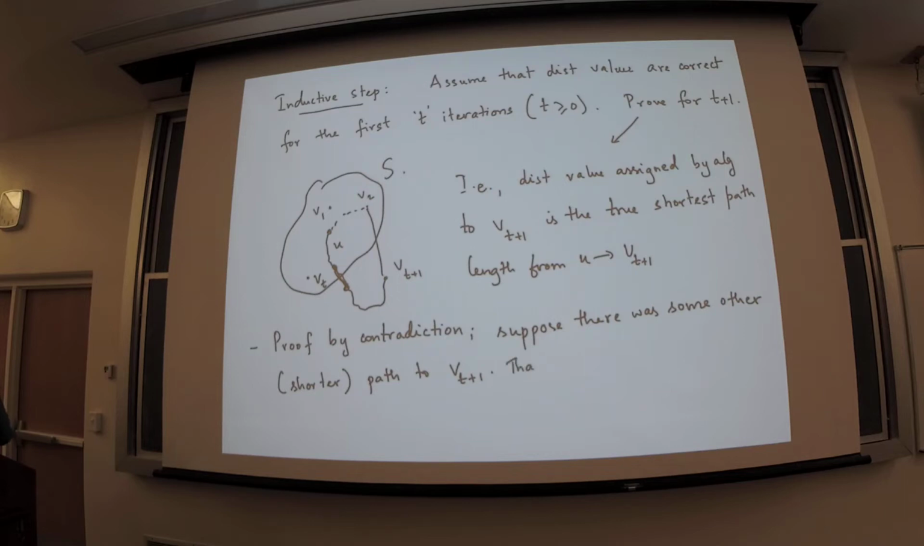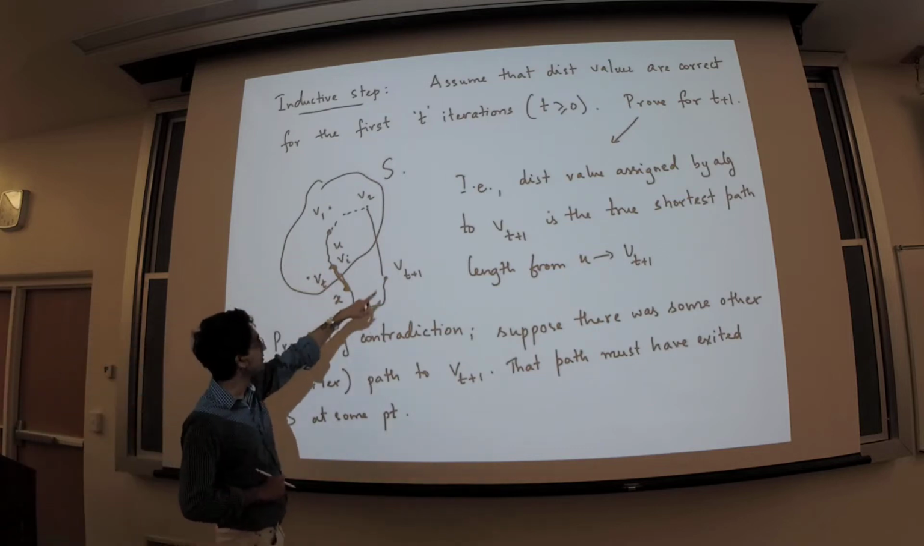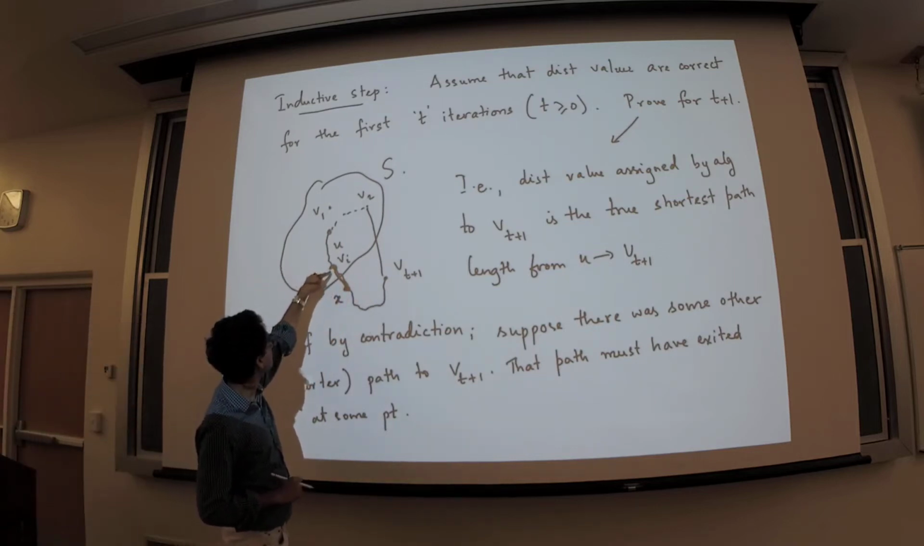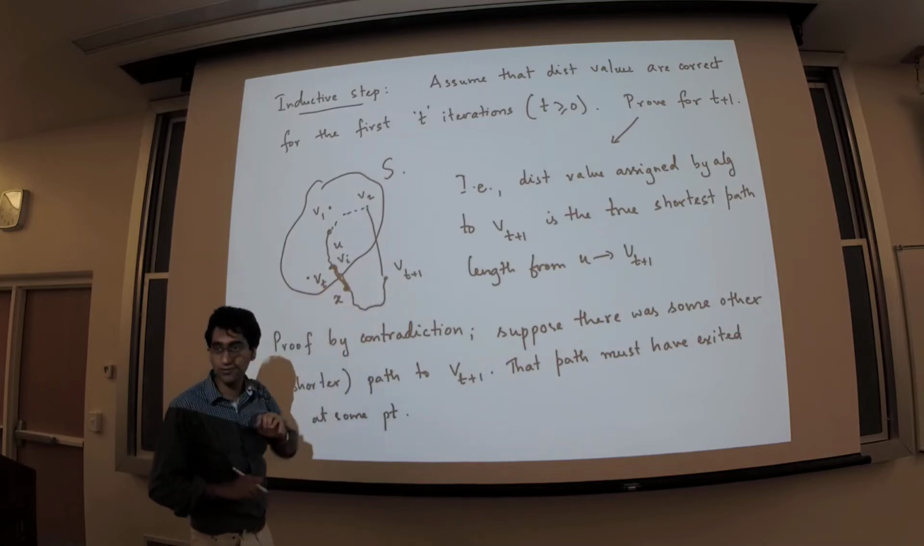So that path must have exited S at some point. And let's examine that step, the step where it actually exited S. Now, let's say this was from some Vi to some vertex X that is outside. So this shorter path exited S, and it's from Vi to some vertex X, and from X it got to Vt plus 1.